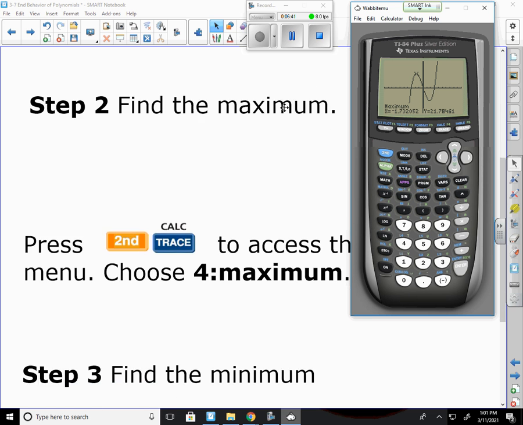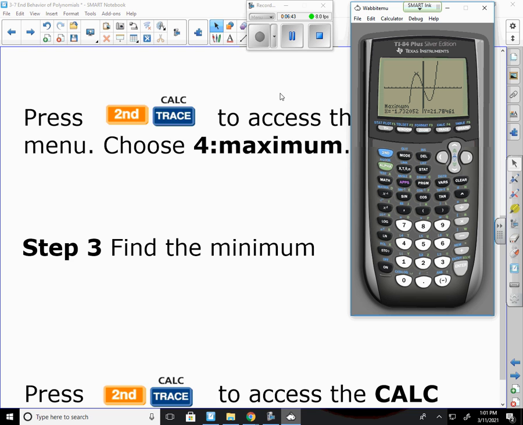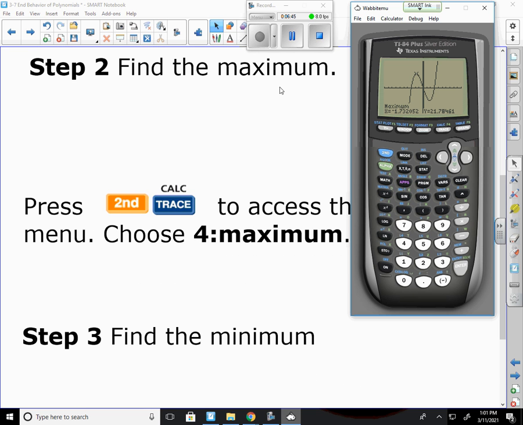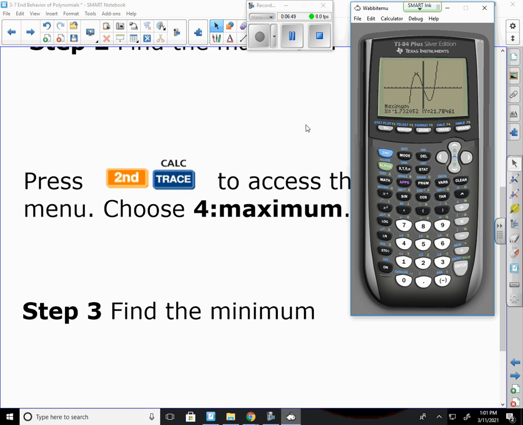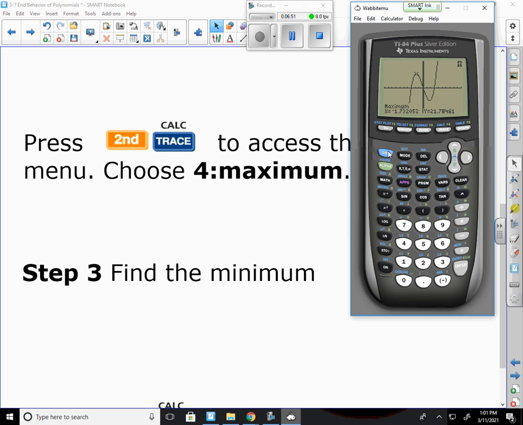Now again, this is not the only way to do this. We'll go back to the other way using Desmos in a moment. Find the minimum. We're probably going to use Desmos anyways because, well, I don't want to clean all the calculators. So 3 is our minimum.